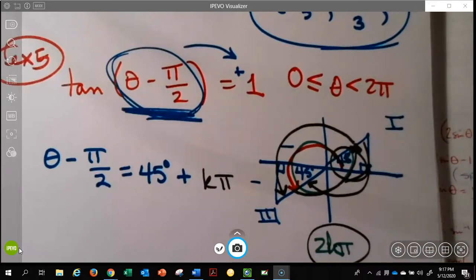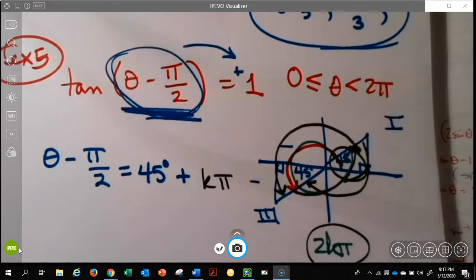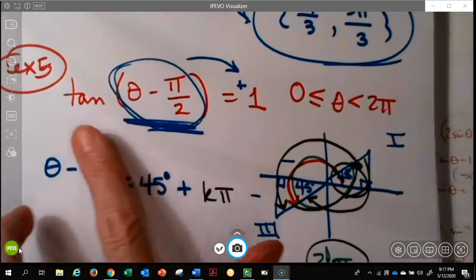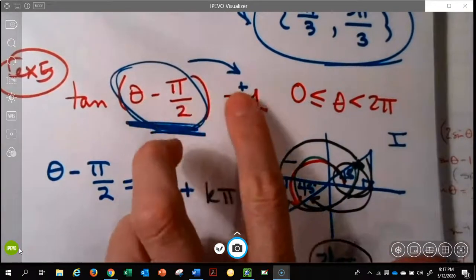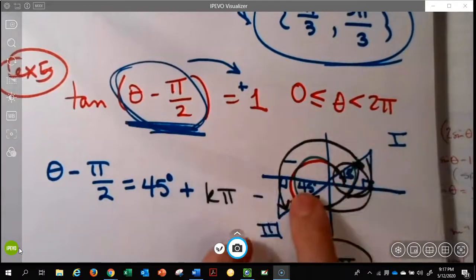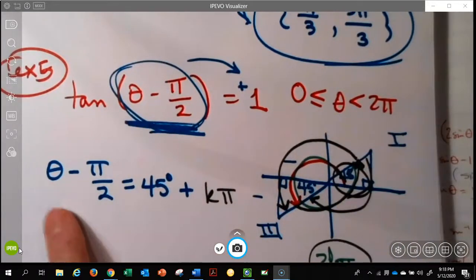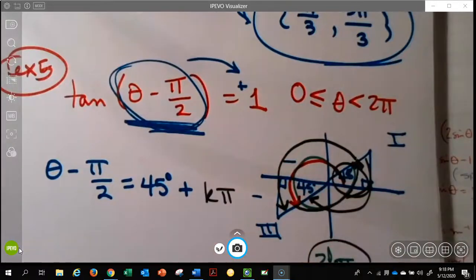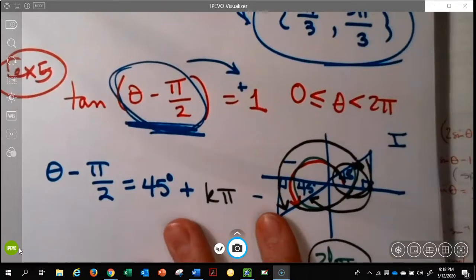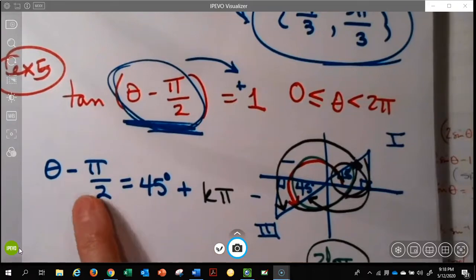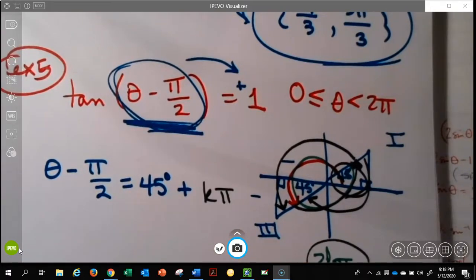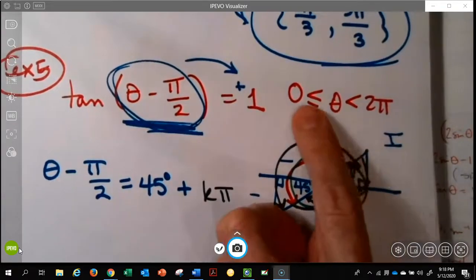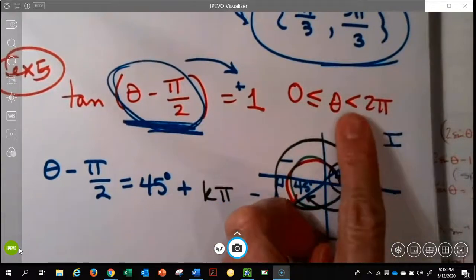So it might be really good to stop the video, think through what we've done so far, where I said, tangent of what is a positive 1. We played with it. Oh, and then it's not just that, it's a 45. I got to think of, oh, it could be a whole lot more of the coterminal angles. Well, now that I've got that written down, I don't need theta minus pi over 2. What I need is theta. I need to know all of the thetas between 0 and 2 pi.